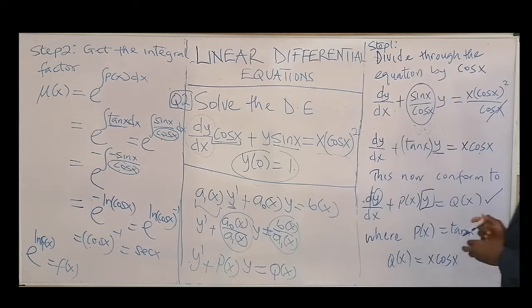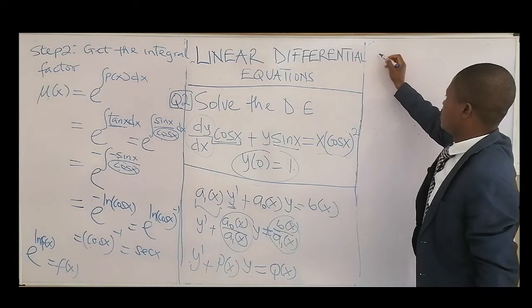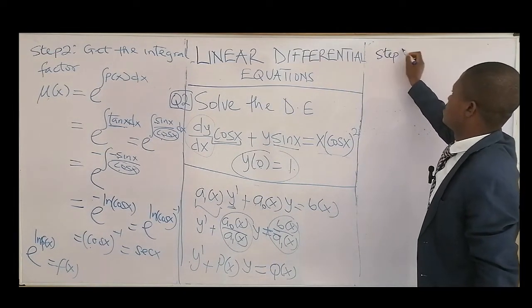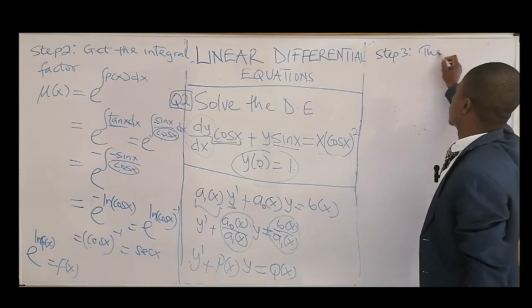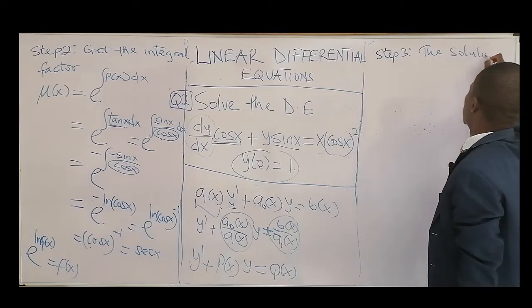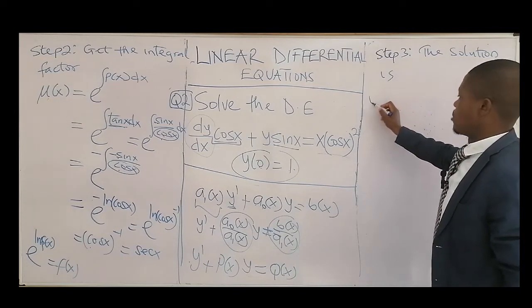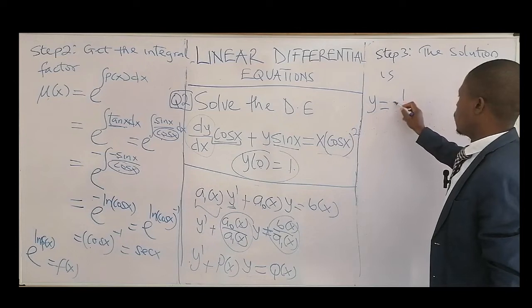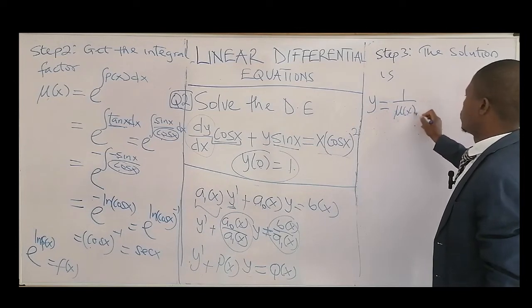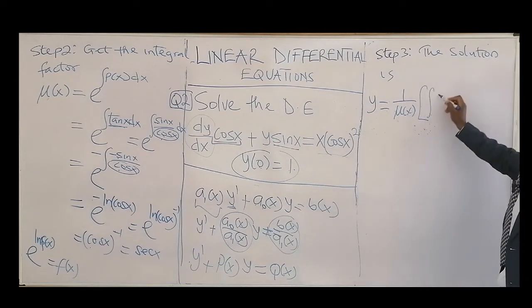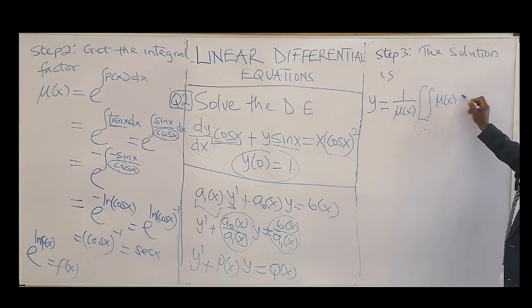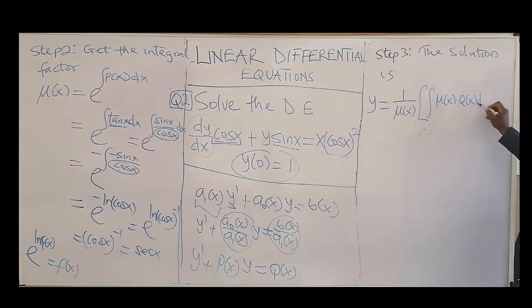The general solution. The final step, step 3. The solution for the differential equation. The solution is what? It's linear in y, so that will be y equal to 1 over the integral factor, open your bracket, integral factor times the q of x dx plus c. Okay? Then, after that, let's make substitutions.